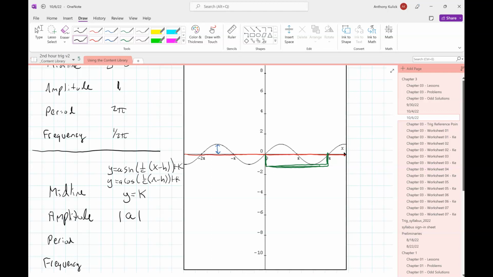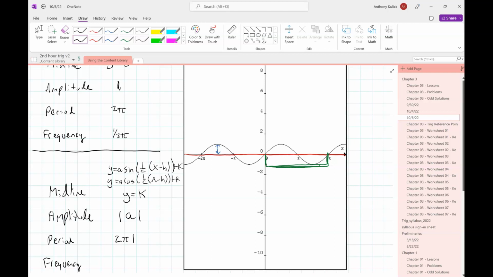The period, that's like the horizontal length. What type of transformation will affect the period? It's not the H. It's going to be if there's a horizontal stretch or shrink, right? If we stretch that out, the period will get longer. If we shrink it down, the period should get shorter.